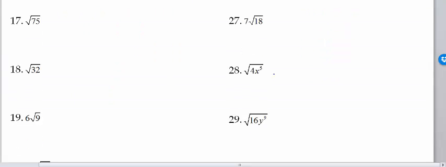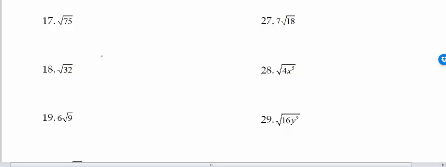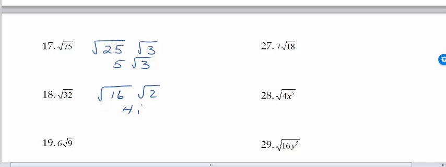Moving to our next page, we now move into numbers that are going to start to get larger and might have numbers in front or also variables on the inside. The square root of 75 is 25 times 3. We're still sticking with the perfect squares out front, so that's 5 root 3. 32 is 16 radical 2, so that's 4 radical 2.